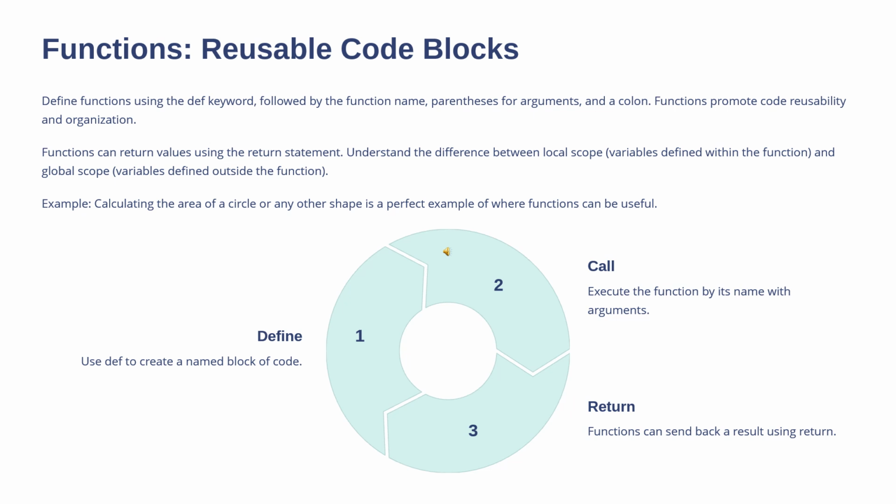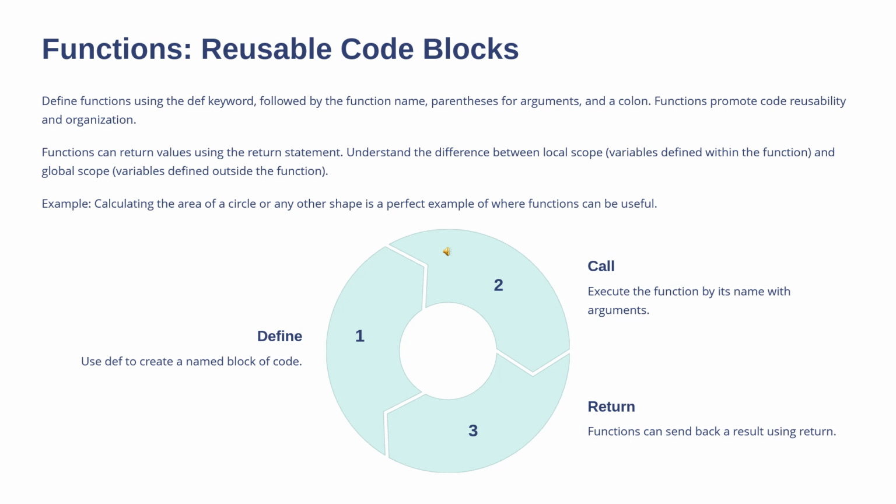Functions, reusable code blocks. Define functions using the def keyword, followed by the function name, parentheses for arguments, and a colon. Functions promote code reusability and organization. Functions can return values using the return statement.